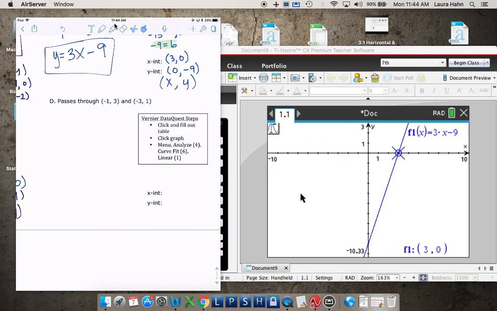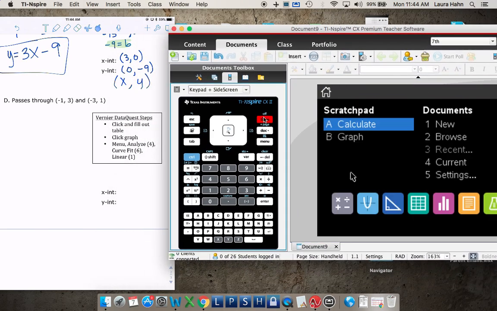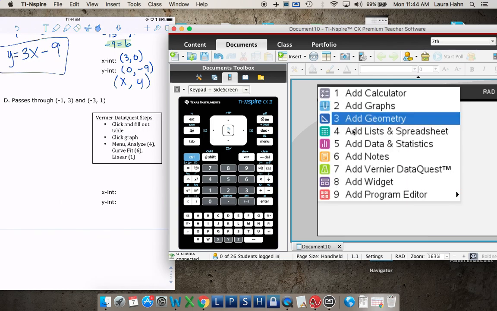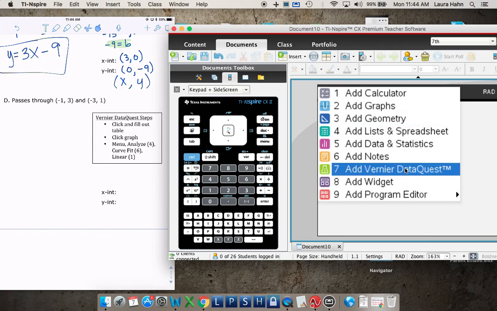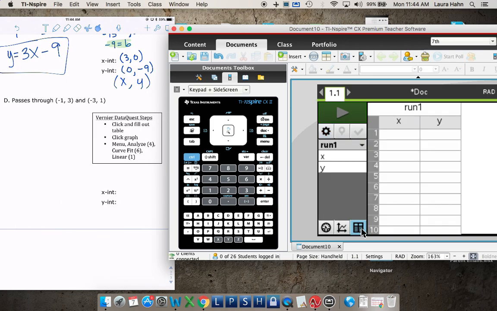Okay, I'm going to move this to the side so we can kind of see both. Okay, so I'm going to go to a new document, never save, and I'm going to go to Linear Data Quest, which is option 7. Okay, it says click and fill out the table. So if you look here, guys, this looks like a table, so I'm going to click it, and I'm going to fill out my table.